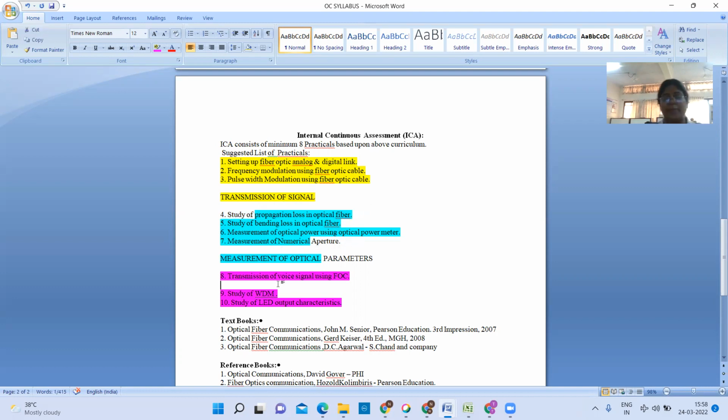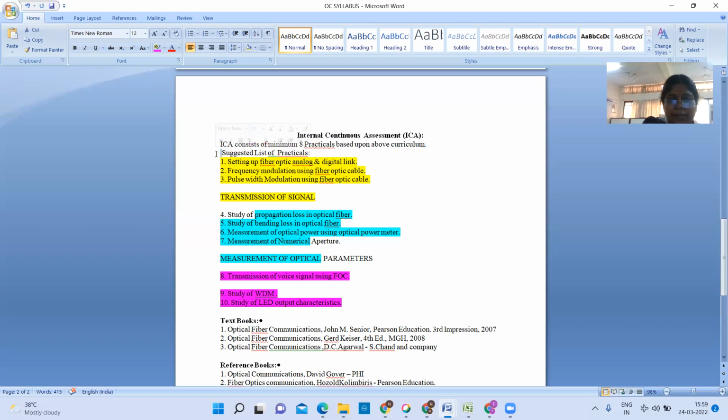And then the next 3 experiments are again related to transmission of voice signal using fiber optic cable. So how we can transmit the voice signal using fiber optic cable, that we are going to take in experiment number 8. And then these next 2 experiments, study of WDM and study of LED output characteristics, we will consider at last based on our syllabus coverage. Otherwise, these 8 practicals we are going to compulsorily cover in the syllabus.